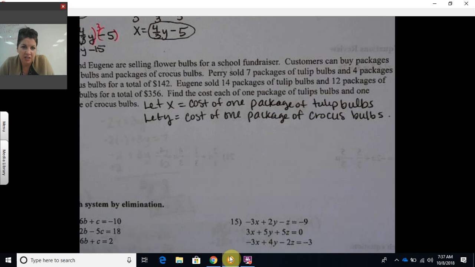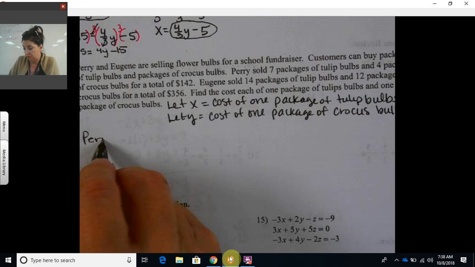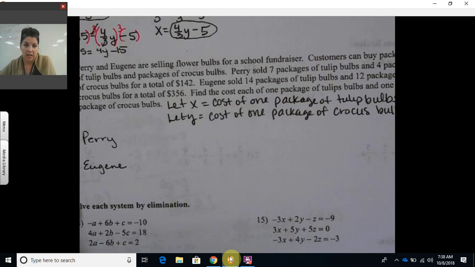So with problems like this, I notice I've got 2 totals. I have a total for how much Perry sold, and I have a total for how much Eugene sold, right? So one of my equations is going to be about Perry, and the other equation is going to be about Eugene. How many tulips and crocuses Perry sold, and how many tulips and crocuses Eugene sold. So anybody have an idea of what Perry's equation would be?